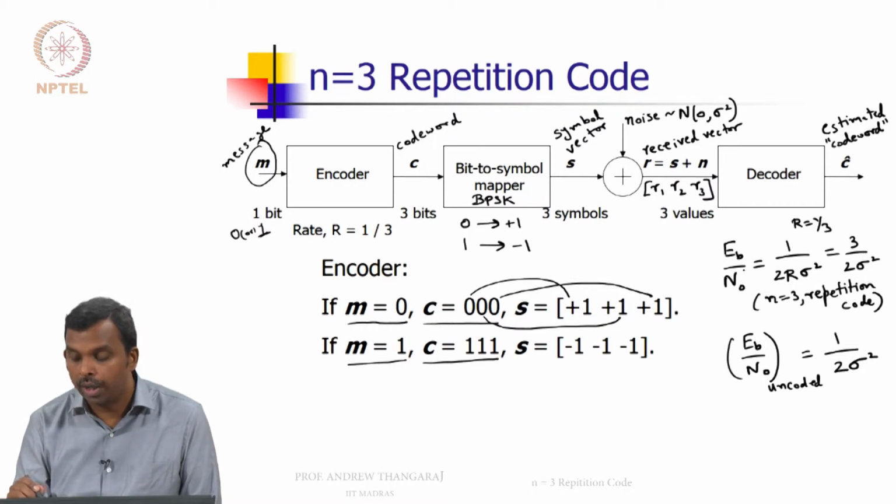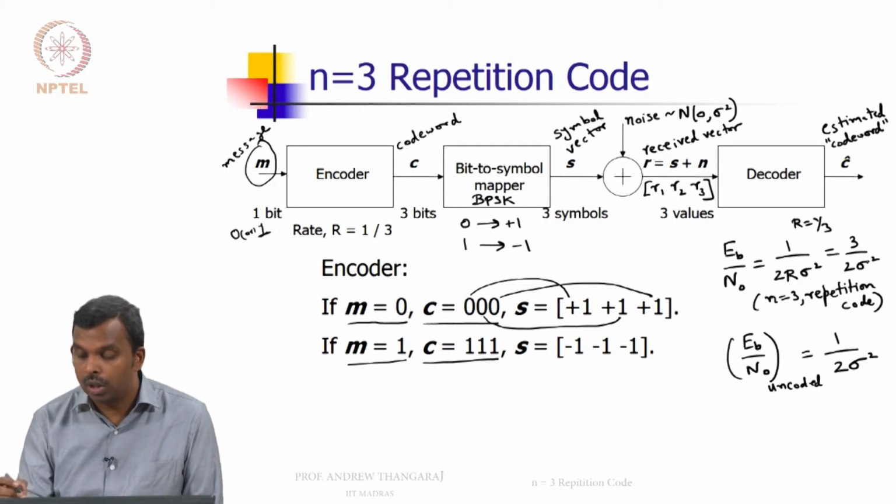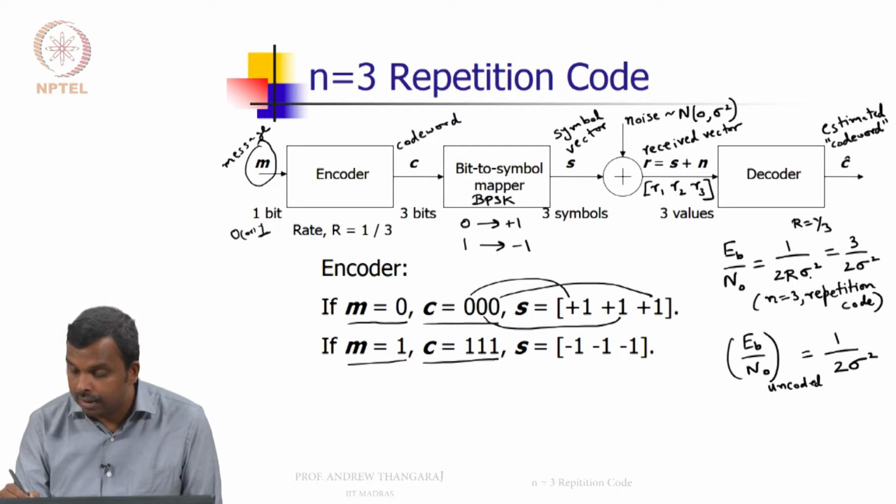When you do coding, for the same Eb over N0, the value of sigma changes, and if you look carefully, this is 3/(2 sigma squared). So if Eb over N0 is the same in these two, the sigma here has to be larger. So the sigma in the coded case, I will call this sigma coded, and this I will call sigma uncoded.